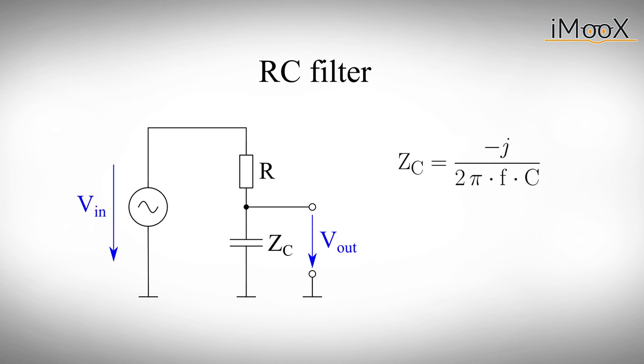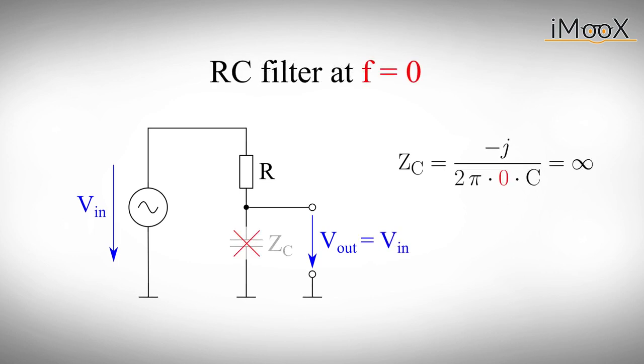Let us forget about this strange constant j for the moment and focus on what the equation tries to tell us, namely that the impedance gets smaller with higher capacitance and, more importantly, it gets smaller with higher frequencies, and that's exactly the attribute we'll be using to build our filter.